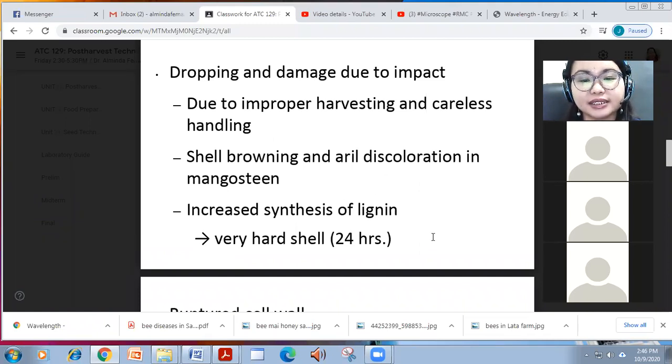So, shell browning or yung aerial niya will discolor. And increased synthesis of lignin. Yung lignin is the kind of complex carbohydrate which is very difficult to decompose by even humans, no? So they become very hard shell within 24 hours.